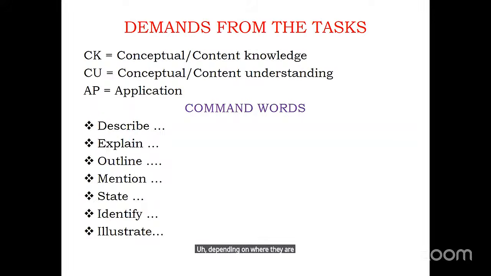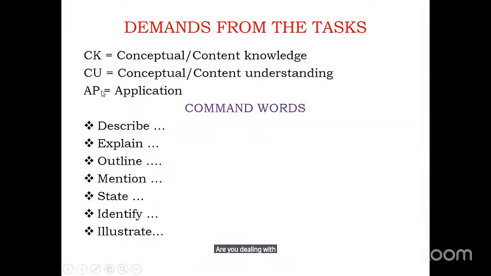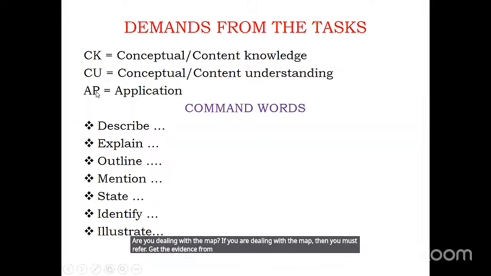Depending on where they are. If they are in section B, you just name. It only calls for CK. But if you get such questions in section A, then it has CK and AP. Application must be there. And application depends. Are you dealing with the map? If you are dealing with the map, then you must refer, get the evidence from the map and locate that evidence. That is the AP.